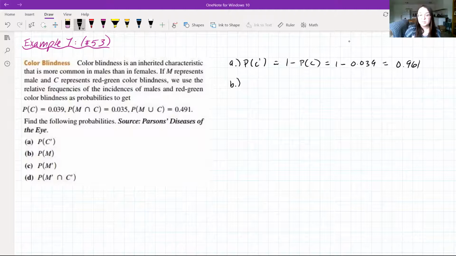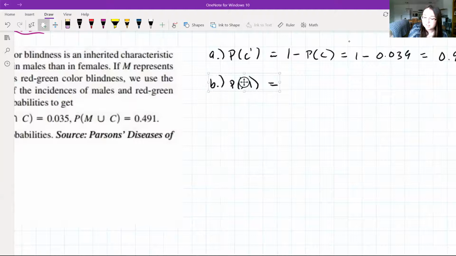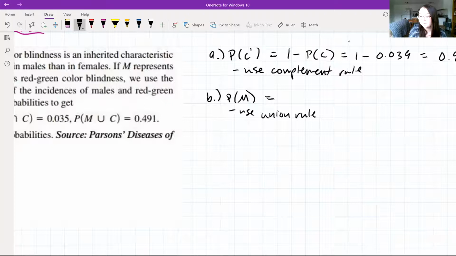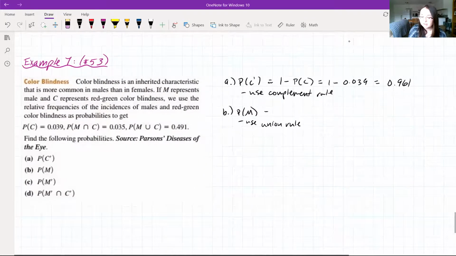Now we want to find B, which is the probability of M. Now, we don't know the probability of M or M complement, so we can't use the complement rule. But what we can use is the union rule. Let's actually give these labels. So let's say use complement rule. And here we'll use the union rule. And we're just going to do this colon.